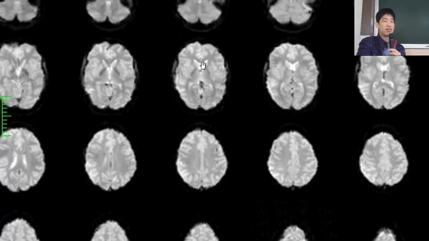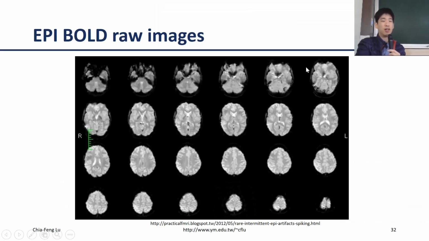However, you still can see, for example, here is the lateral ventricle right here. You can see a little part of the third ventricle. You still can see some anatomical information. For example, you can definitely differentiate the cortex, the gray matter, from the white matter. However, the folding structure is not that clear. But this is what we have for the EPI fMRI, or BOLD fMRI.